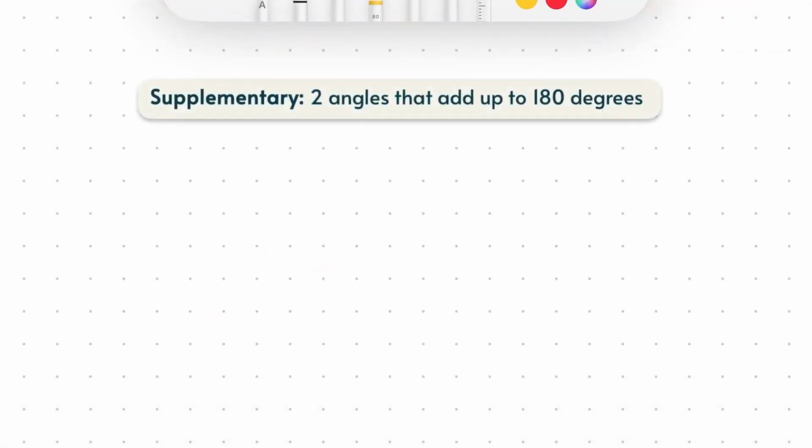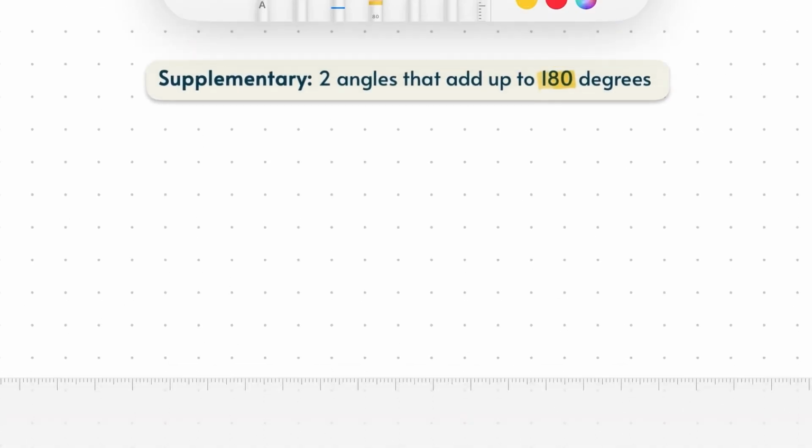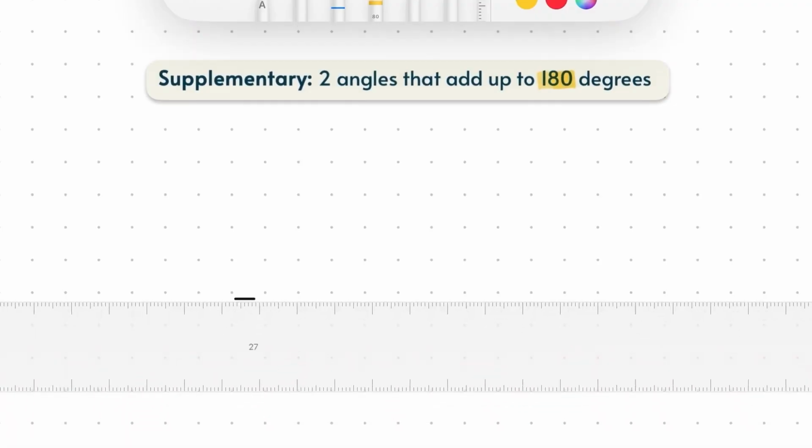Now that we've talked about straight lines, let's talk about what it means for two angles to be supplementary. Remember that complementary angles always add up to 90 degrees. Supplementary angles always add up to 180 degrees. And what's special about them is that they always deal with straight angles. So let's look at a quick example.